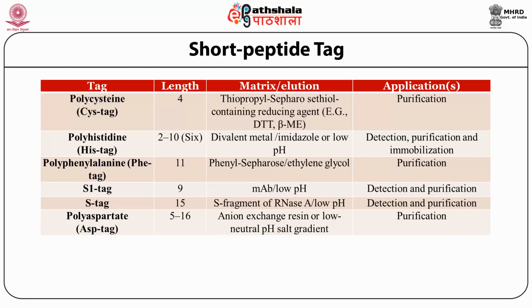Similar to FLAG and MYC tag, polyhistidine tag or HIS tag can also be used for pull down assays as well as for cellular localization of the protein.